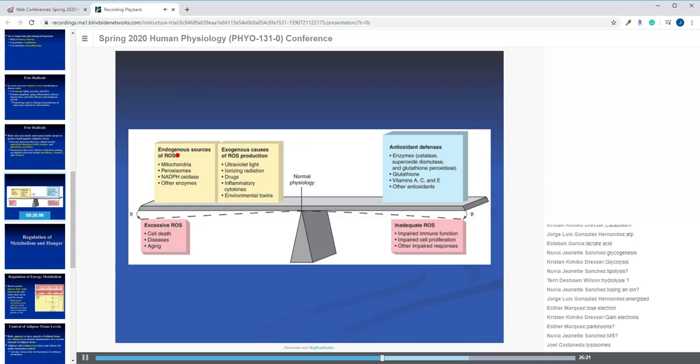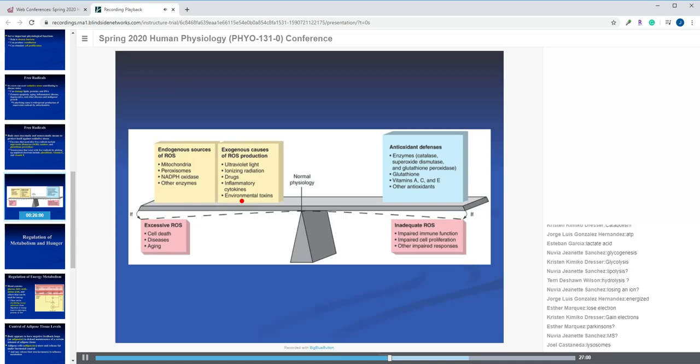So here you have the mitochondria, the peroxisome, the NADPH oxidase, and other enzymes. So these are endogenous sources of reactive oxygen species. Exogenous causes of reactive oxygen species are exposure to ultraviolet light, ionizing radiation, some drugs, inflammatory cytokines, and then toxins that are present in the environment.